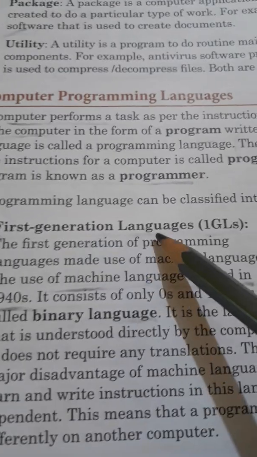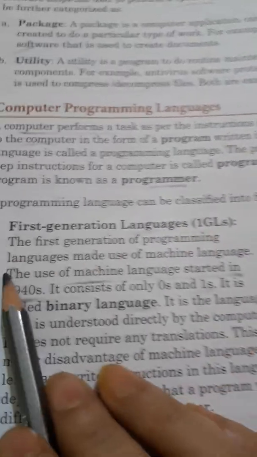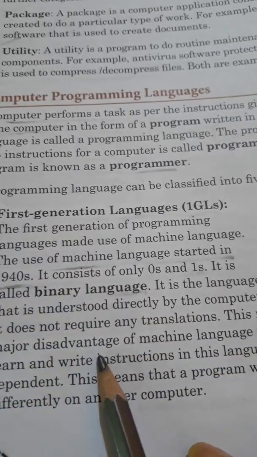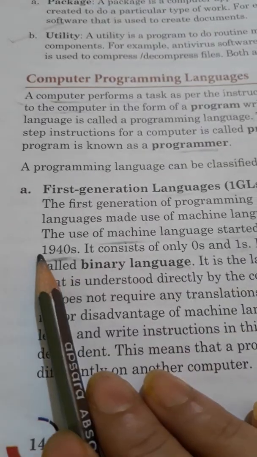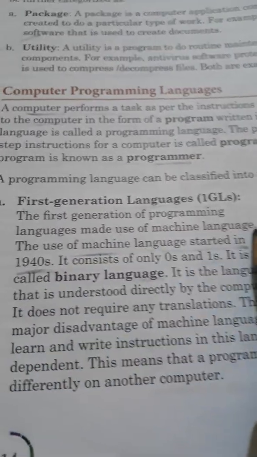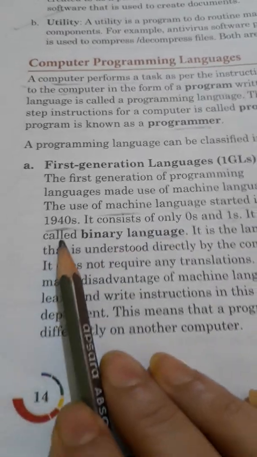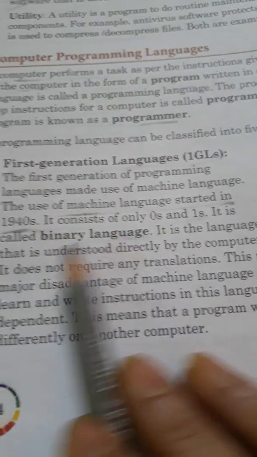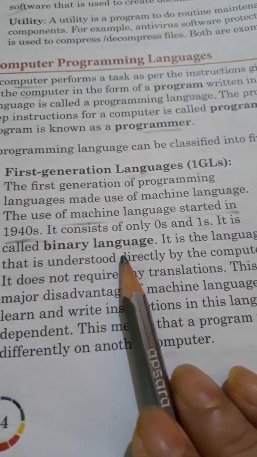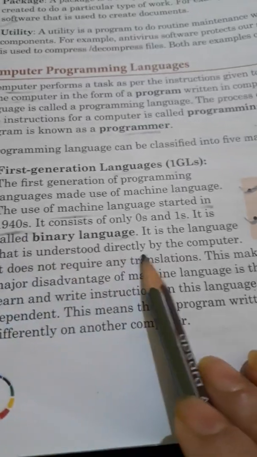A programming language can be classified into 5 major categories. One is the first generation language. What is the first generation? The first generation is programming languages made of machine language. The use of machine language started in the 1940s. It consists of zeros and ones. It is called a binary language.